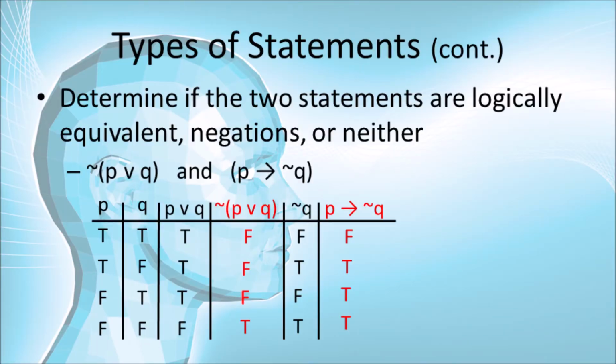So if we look at these two columns that are in red, you can see that they are not exactly the same, and they're not exactly opposite. In this first row, they're the same, but in the second row, they're opposite. I didn't even have to look at the others. I know based off of those top two rows that they are not logically equivalent, they are not negations, therefore they are neither.